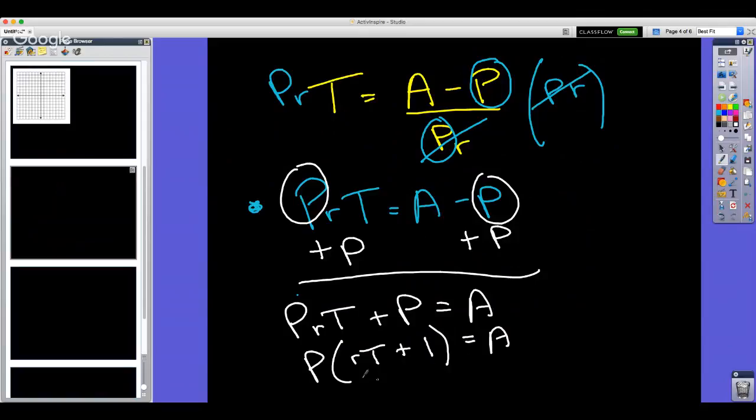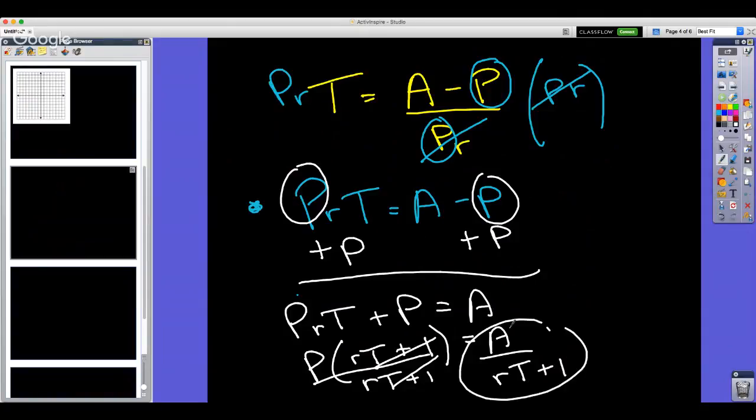Now question, if P is multiplied by RT plus 1, what do I do to get P by itself? Now you say divide by RT plus 1, okay? And so we'd have A over RT plus 1 equals P, okay? It's just a tricky one there.